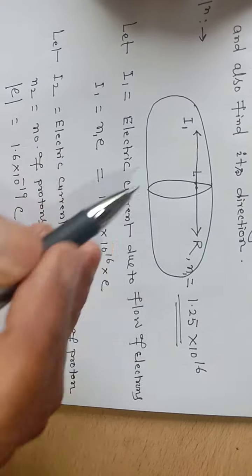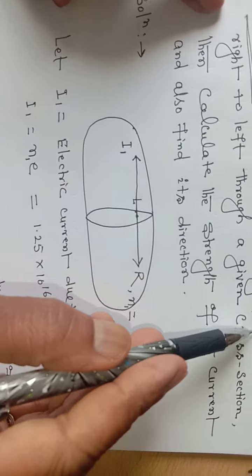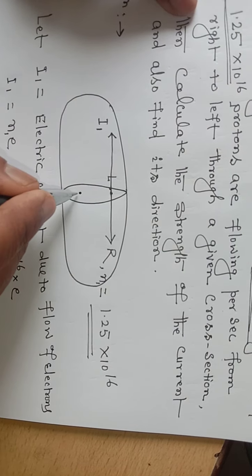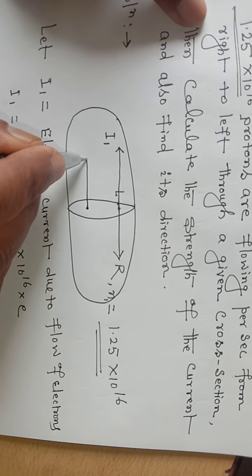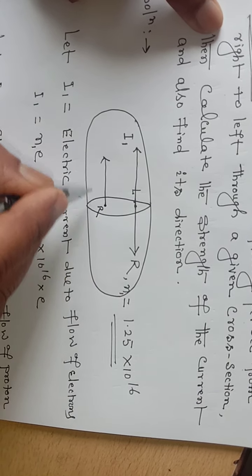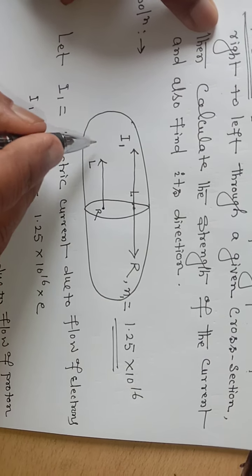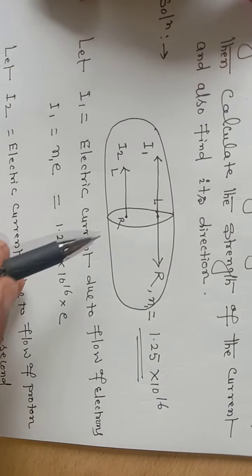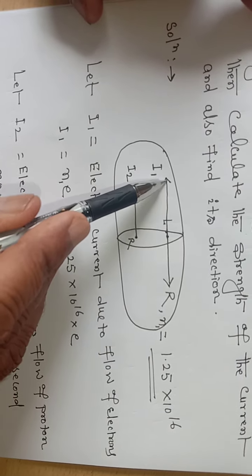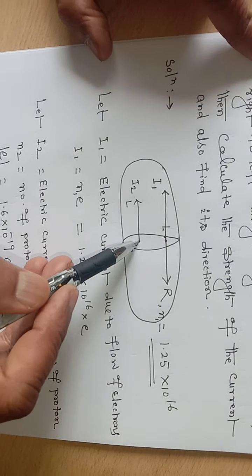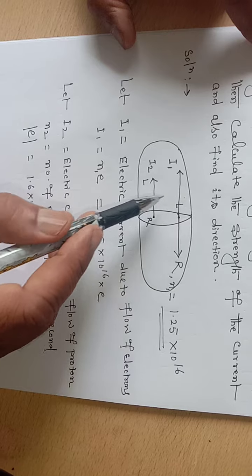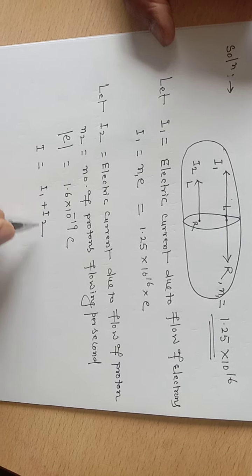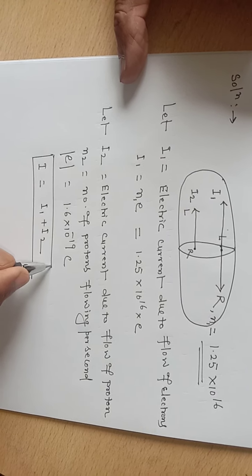Now come to this cross section area. Protons are flowing per second from right to left. Again your right arm is here and protons are flowing towards your left, right to left. Let this current be I2. I2 is current due to protons. So the direction of electric current due to electron is the same as the direction of the electric current due to proton. So net current I will be equal to I1 plus I2 because both the currents have the same direction. So addition will occur.